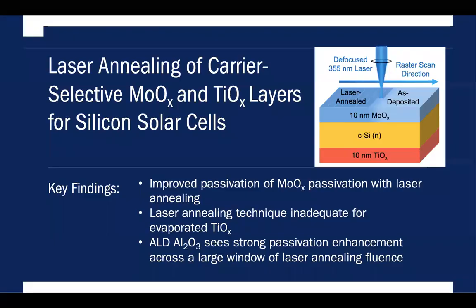In the next chapter, I'll discuss laser annealing of carrier-selective molybdenum oxide and titanium oxide layers for silicon solar cells. So the key findings of this were that there was improved passivation of the molybdenum oxide with laser annealing, but the laser annealing techniques so far seem inadequate for evaporated titanium dioxide. And then ALD deposited aluminum oxide sees a very strong passivation enhancement across a wide range of laser annealing fluences and repeated scans. So how this works is the beam's just going to pass over these layers in a defocused way.